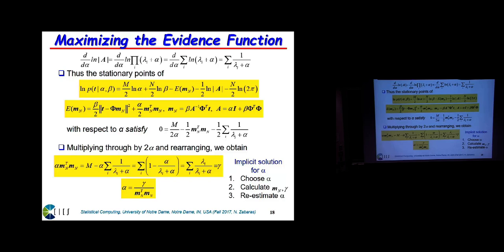So this equation looks very complicated because we want to compute alpha, but gamma depends on alpha. As a matter of fact, m_N depends on alpha because this matrix A, which depends on alpha, is inside m_N. So this equation needs to be solved iteratively.